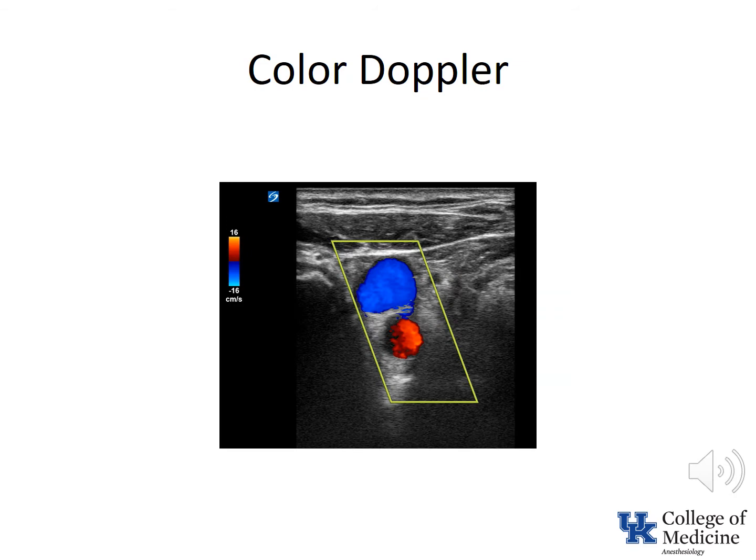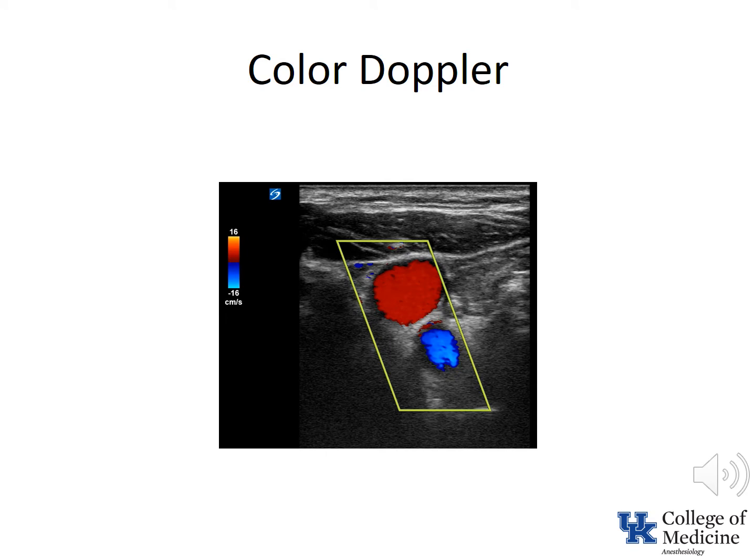A couple of things to notice about this scan. First, notice the color bar on the left side as you face the screen. This shows the range of velocities from plus 16 centimeters per second to minus 16 centimeters per second. It also shows that flow toward the transducer, flow between 0 and 16 centimeters per second, will show as various shades of red, while flow away from the transducer between 0 and minus 16 centimeters per second will show as various shades of blue. This is the usual convention, blue away, red towards.